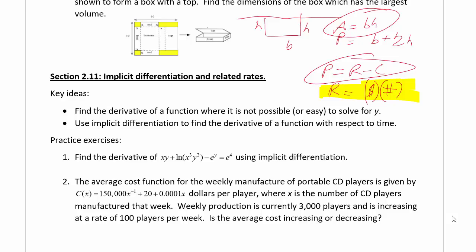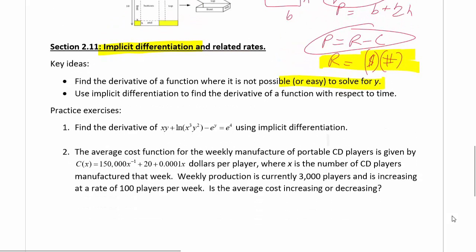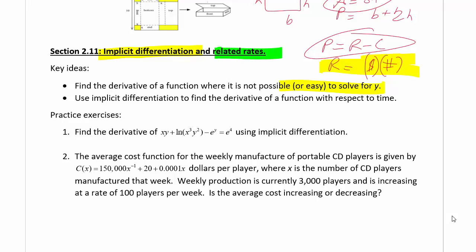Then 2.11, we're going to have find the derivative of a function where it's not possible or easy to solve for y, aka implicit differentiation. There's going to be one of those. And then there will also be one of the related rates. Oh yeah, there it is, related rates.